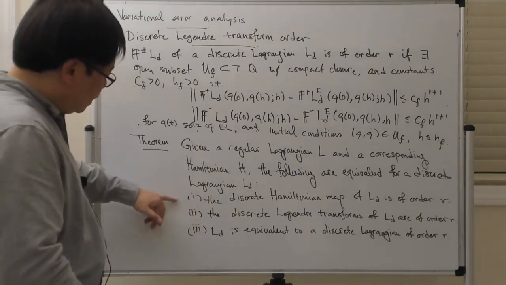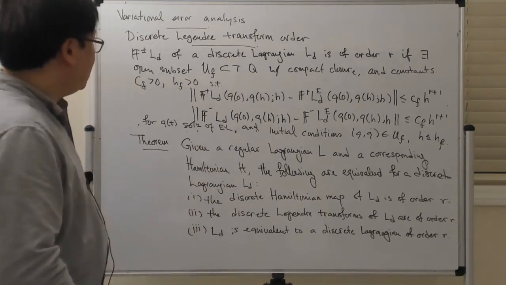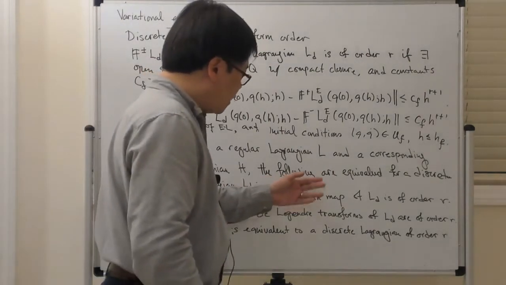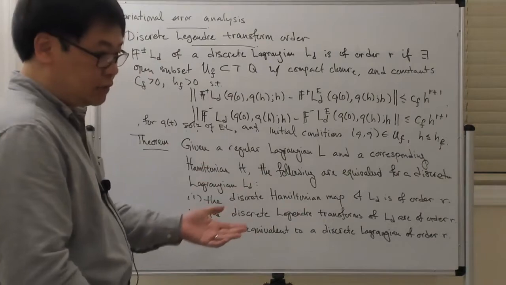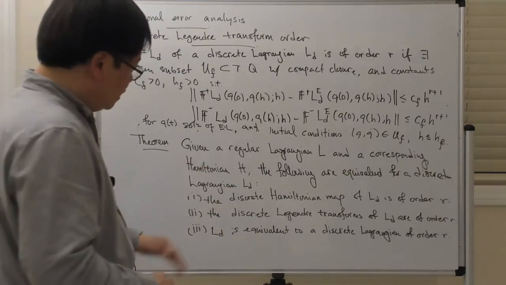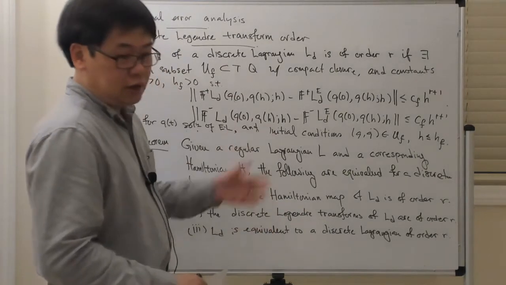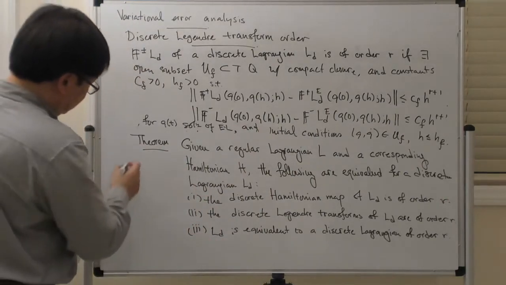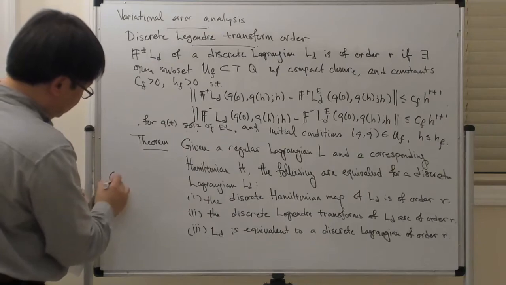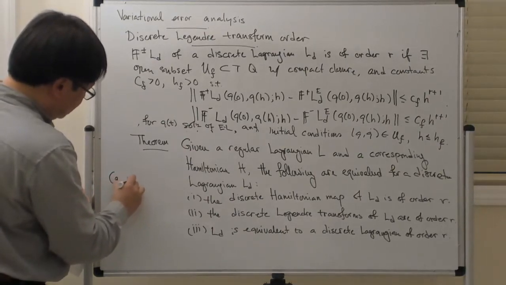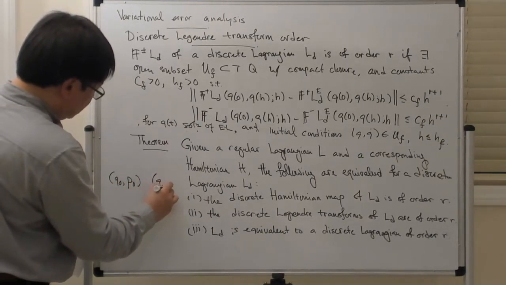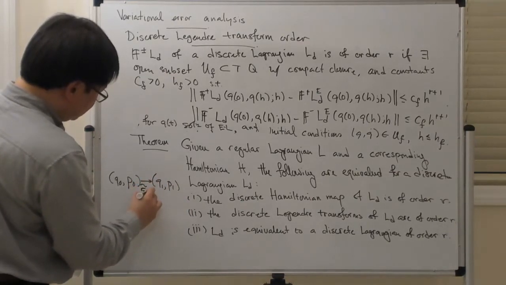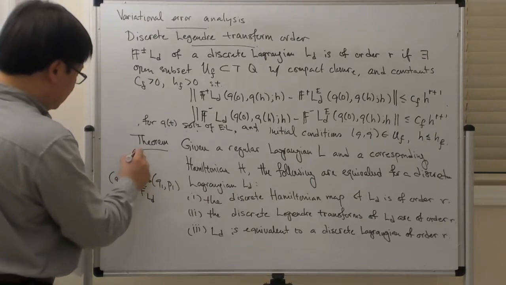And then finally, the equivalence to the first statement has to do with the fact that the discrete Hamiltonian map is given by the composition of a discrete Legendre transform and its inverse. So if you remember, the discrete Hamiltonian map is from Q0, P0 to Q1, P1, right? This is what I called F tilde LD.